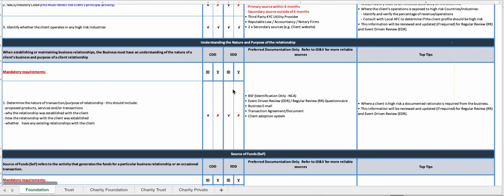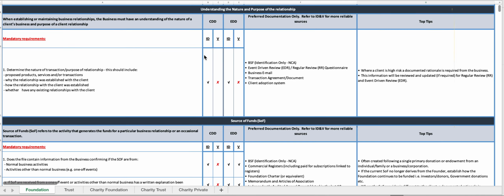Understanding the nature and the purpose of the relationship. So as you can see, identification is required for CDD and EDD, so medium risk and high risk, determined by the nature and transaction, the purpose of the relationship, and usually this is done by event-driven reviews, transaction agreements, business or client emails, client adoption system.